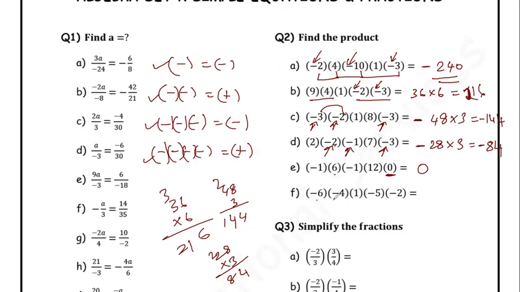Right. You got 1, 2, 3, 4 negatives. So the 4 negatives meaning positive outcome. So you got 6 4s that's 24. 24 times 10. So easy peasy. 240 is your answer.